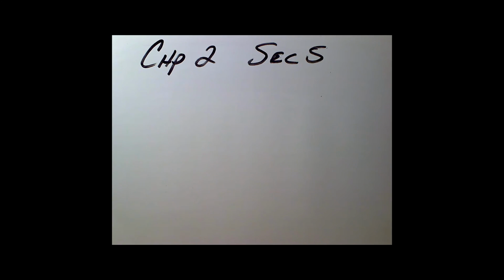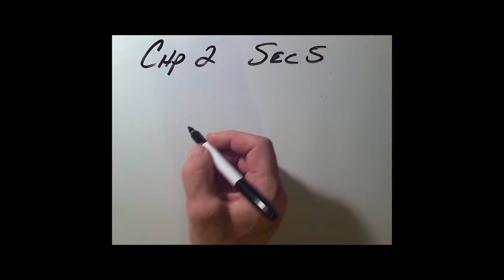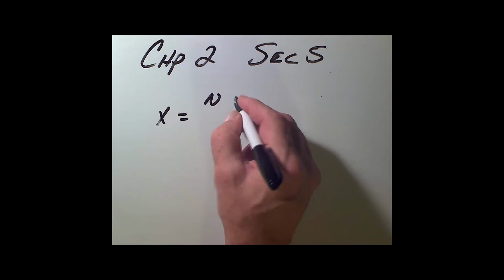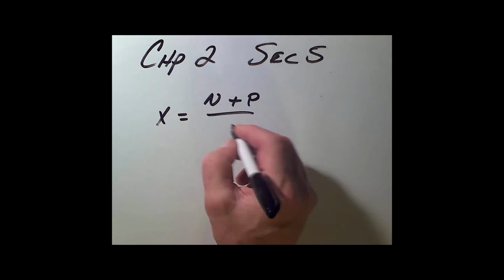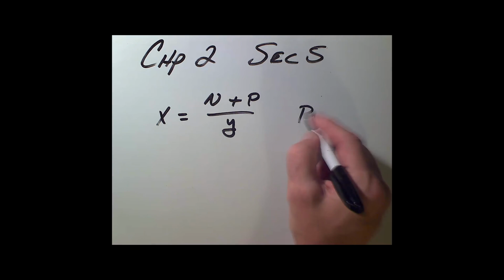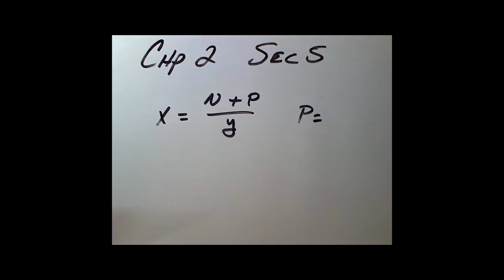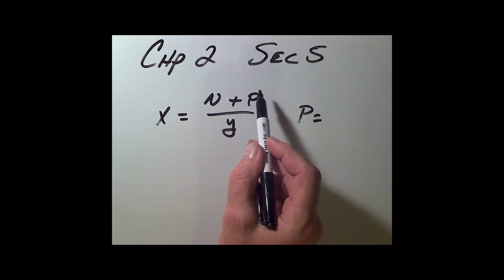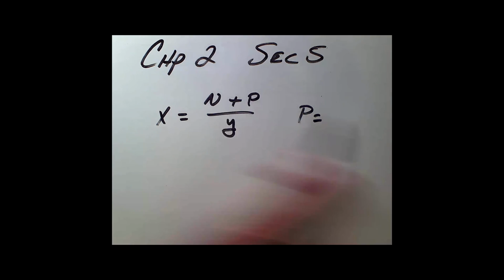But what about if we did it a little bit more difficult? Let's say we had something like this. X equals, let's say, n plus p over y. And I told you that I wanted you to solve for p. In other words, I want you to have something where it says p equals, and that's the only thing on that side of the equal sign. Well, we have to do a little bit more in this case, because if you notice where p is, it's sitting up here, and we just can't move everything around easily to get p by itself.